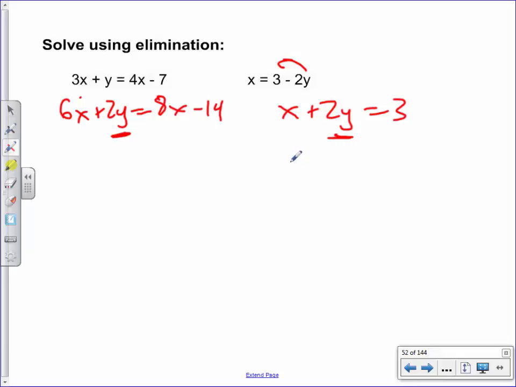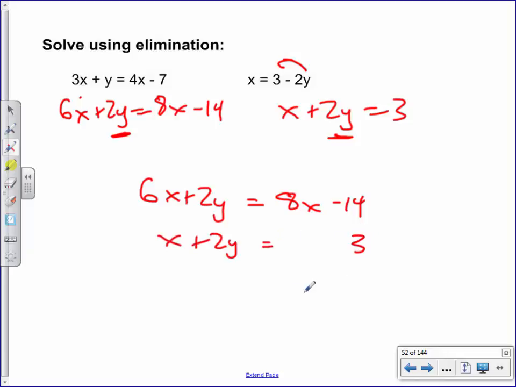What I'm going to do is I'm going to subtract equations from each other. So I'm going to stack them on top of each other. It'll look like this. 6x plus 2y will equal 8x minus 14. And then right underneath it, I'm going to write x plus 2y will equal 3. And I'm going to take the two equations I just made and I'm going to stack them.